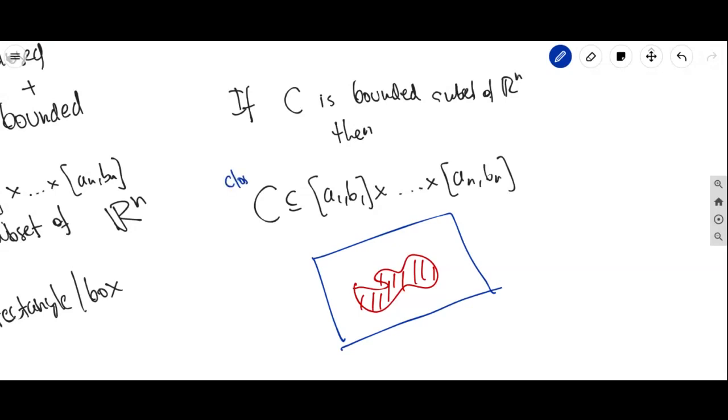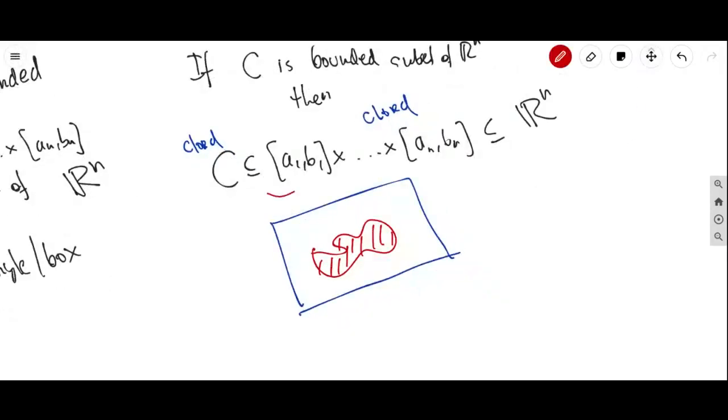Now, C is closed, and this is closed as a subset of Rn. So I should say that C is closed as a subset of Rn, and this is closed as a subset of Rn. So therefore, C is closed as a subset of this product, okay? Because a closed subset of a closed subset is closed in the larger space. It's the same thing with open sets. An open in an open is open in the larger space. So therefore, this is a closed subset of this, and this entire thing is compact. So that means that C has to be compact also, because it's a closed subset of a compact space.